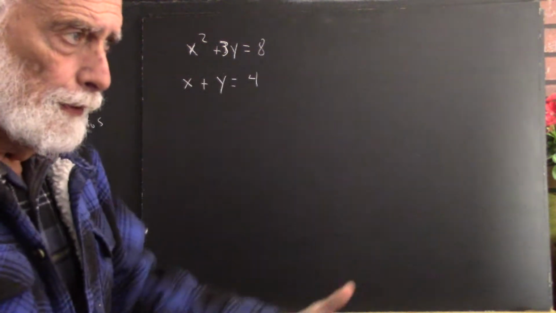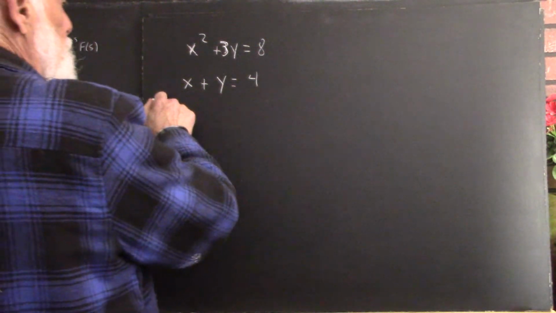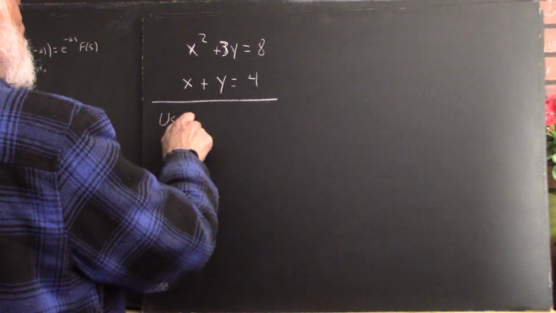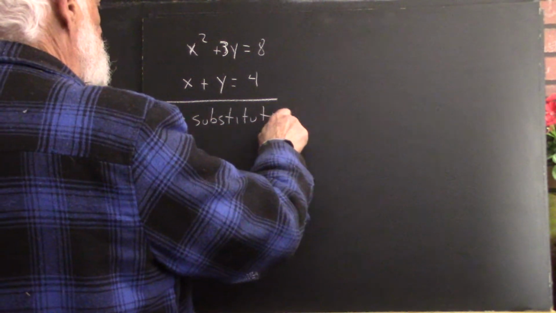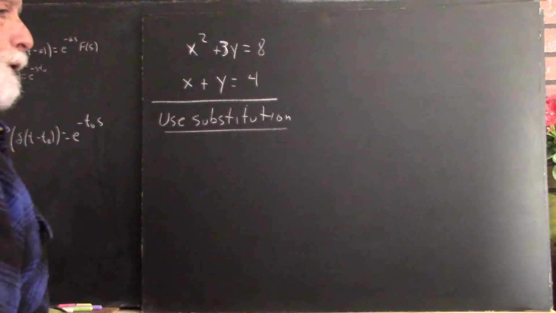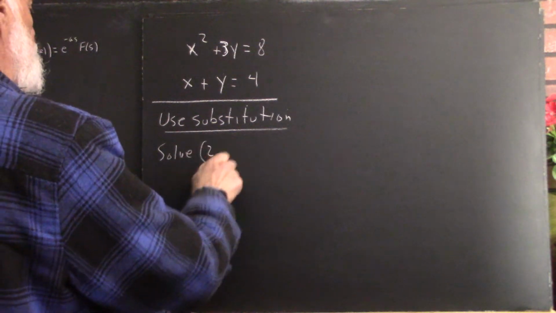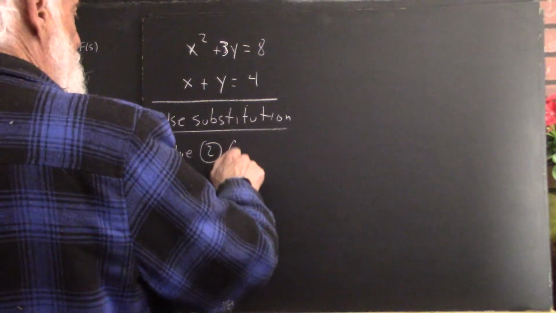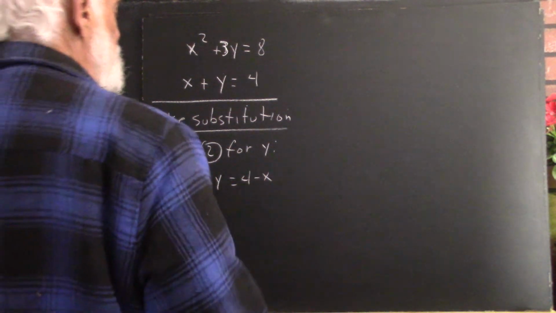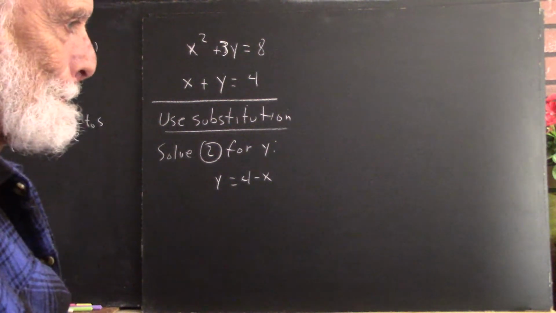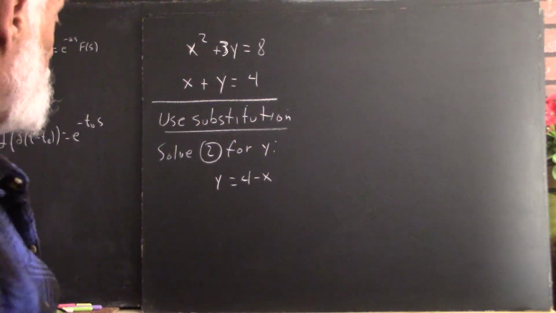And that's how we're usually going to do nonlinear equations. Okay, method of substitution. So we're going to use substitution. Solve, circle 2 means second equation, for y, we get y equals 4 minus x. And then we plug that into the first equation for y.